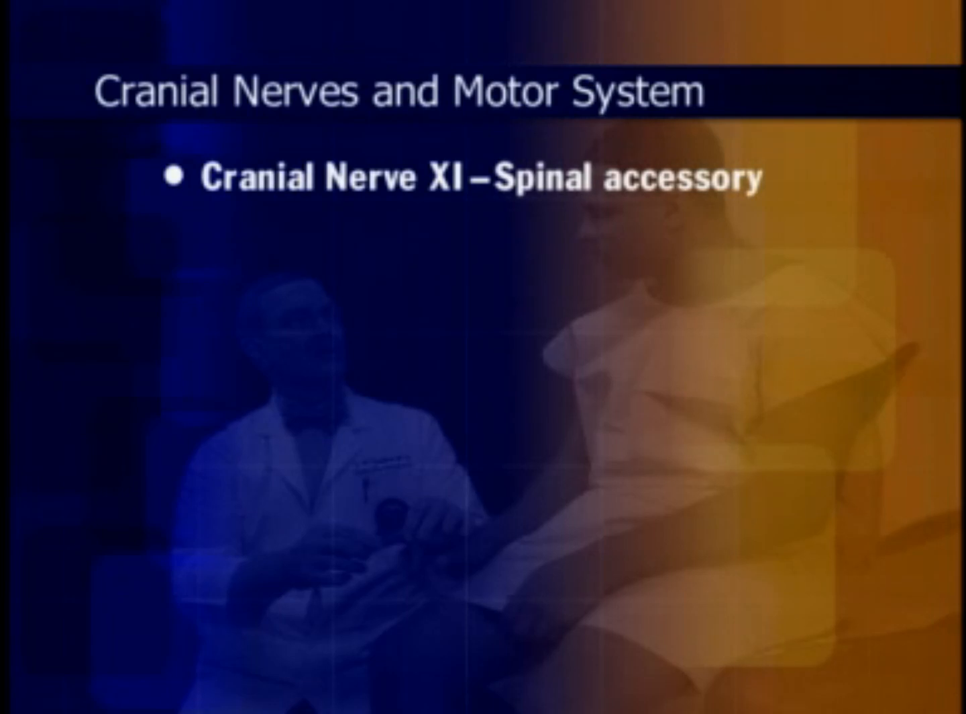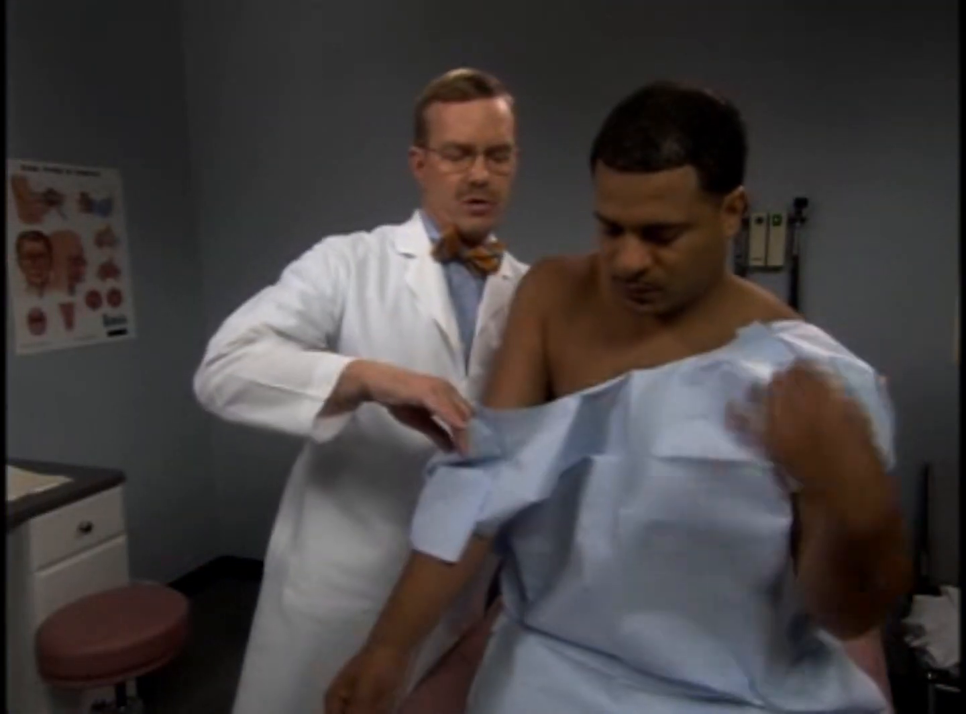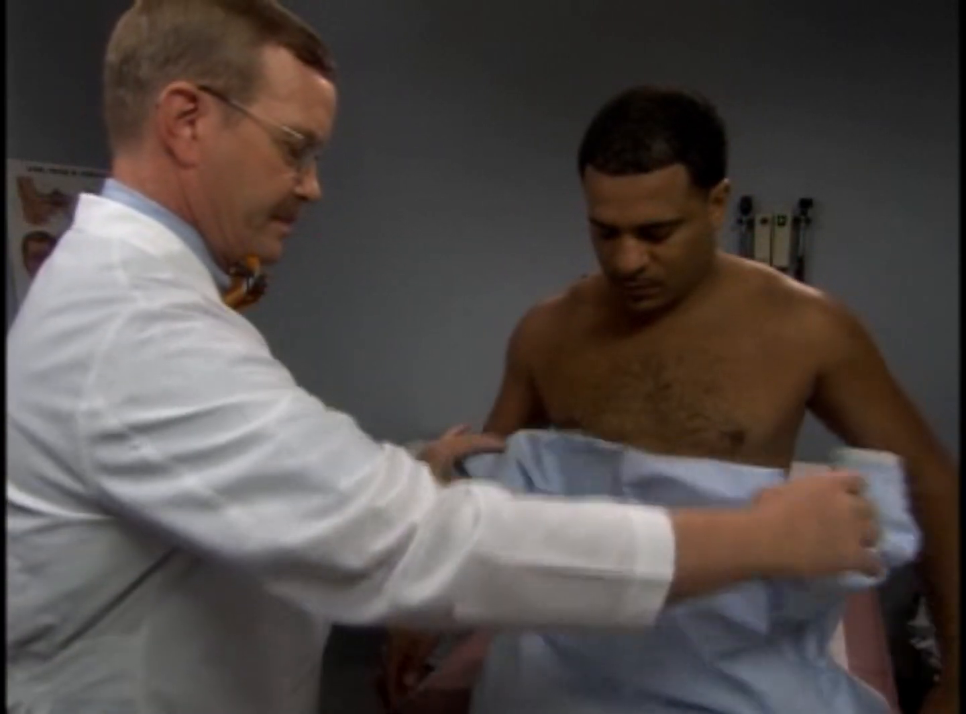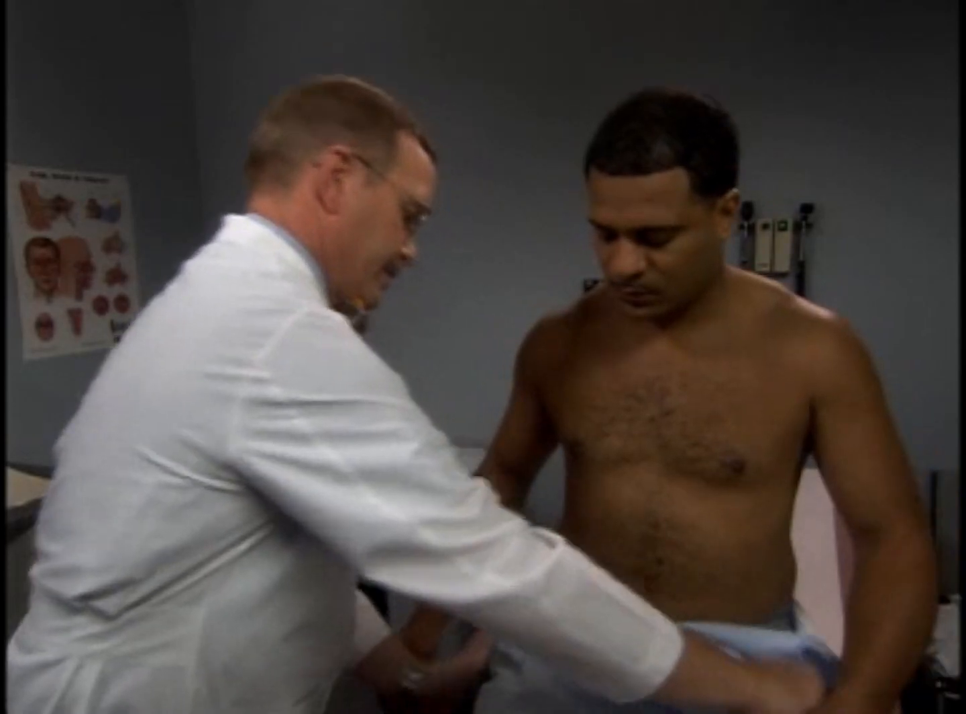Cranial nerve 11, the spinal accessory nerve, innervates the sternomastoid and upper trapezius muscles. For this assessment, open the patient's gown in the back to reveal the upper trapezius muscles. Ask the patient to shrug his shoulders upward against your hands.